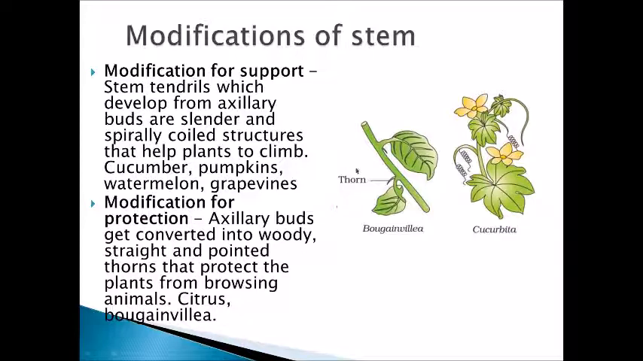Here you can see this is the leaf and this is the main stem. In the V-shaped region between the stem and the leaf, this is the axillary bud which has converted into a thorn. So, for protection of the plant from herbivorous animals, this axillary bud gets converted into a thorn and gives protection to the plant.